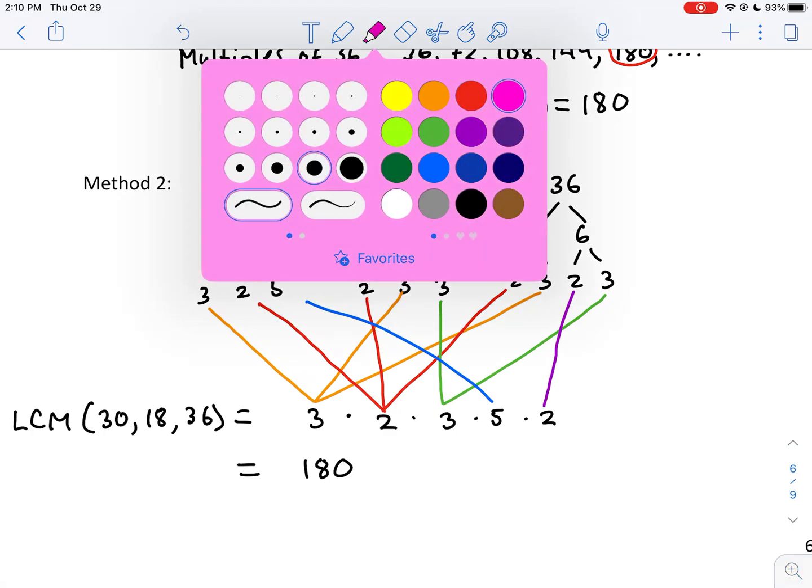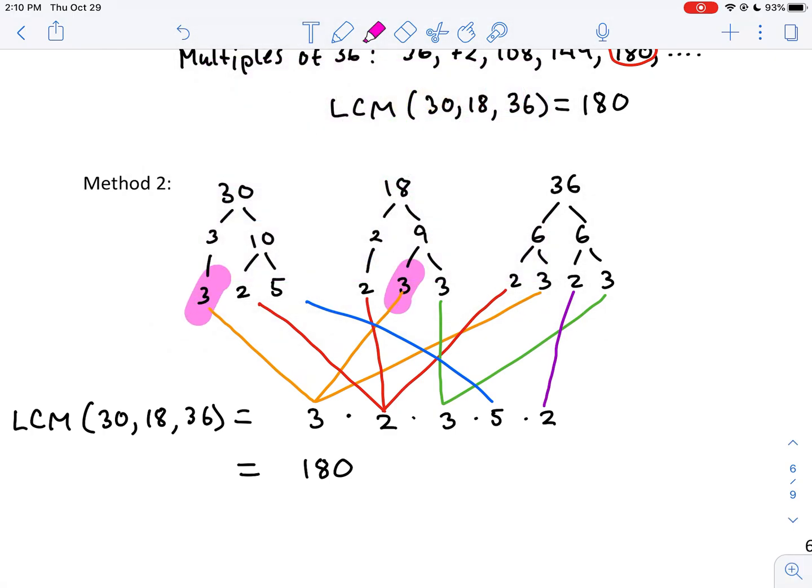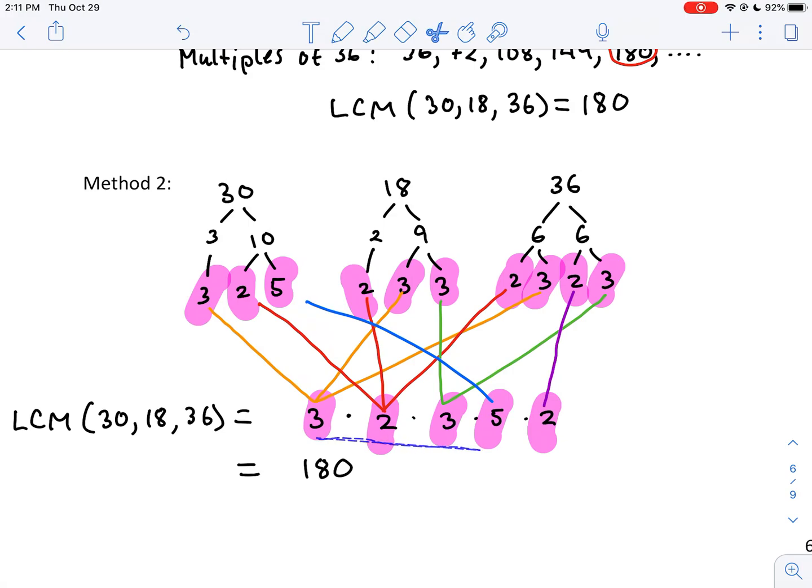So let me go use the highlighter. So this 3, that 3, and that 3 are common to all of them. So you get one 3 in the LCM. This 2 and that 2 are common to all of them. So you get a 2 here. And then looking at what's left, anything that's common for just 2 of them, you only need to include once. So one 3 there. And then all the leftover scraps, right? The 5 and then that 2 all make the list.